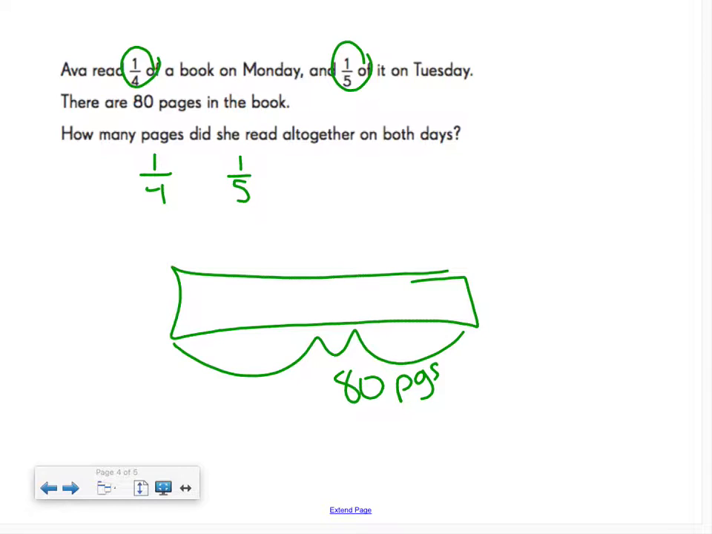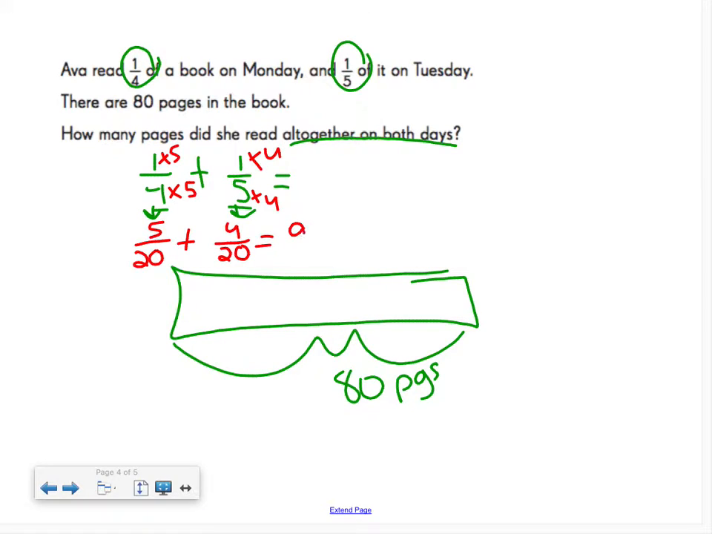Okay? The question though is how many pages did she read all together on both days? If this is Monday and this is Tuesday, then to find out all together, we are going to be adding them. Already, you know that you have to change these. Now, I'm thinking of 5s or 4s, and the only number I can think of off the top of my head that they go into would be 20. And that would be 5/20ths plus 4/20ths. And that means that there are 9/20ths that they read all together.